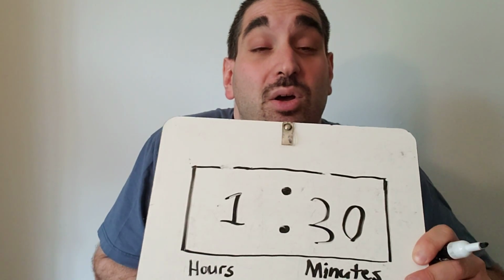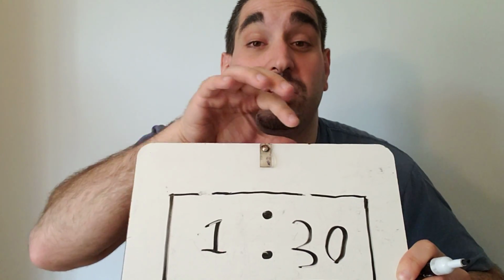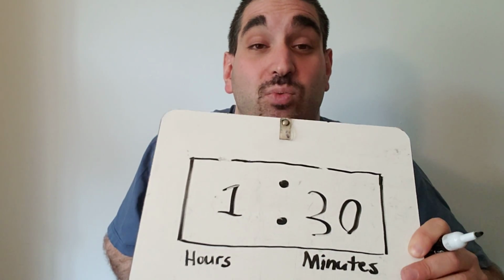And now let's do the minutes. So now we need to look at the long hand, the minute hand. And if we count by 5, starting from 12, we'll get the number of minutes. So 5, 10, 15, 20, 25, 30. 30 minutes. So it's 30 minutes past the hour. So what time is it on the clock? We'd say 1:30. It is 1:30.